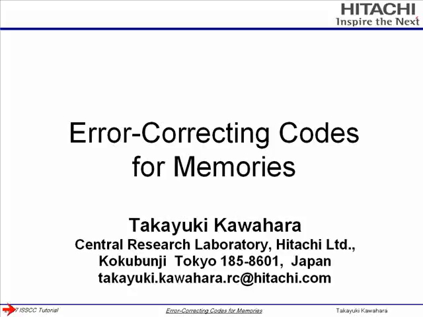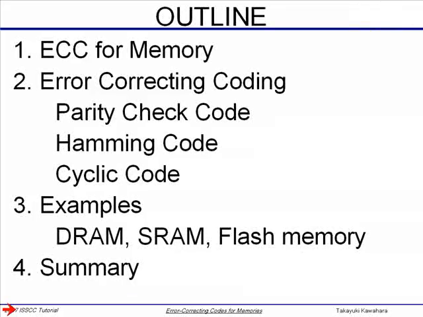This is the outline of my talk today. Firstly, I have the motivation for why I'll talk about ECC for memory. Then I'll review basic error correcting coding. This is a tutorial at a very introductory level. I will not take you through the strictly mathematical way, only an intuitive way. Then we move to examples, the reported work on DRAM and flash memory, and finally a summary. The questions I will receive at the end of this talk.